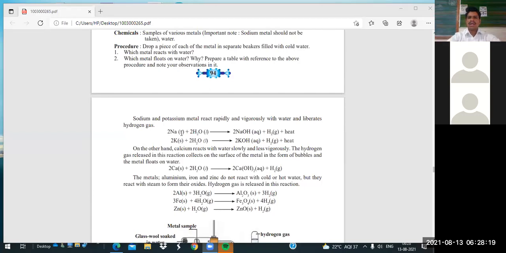Sodium and potassium metals react rapidly and vigorously with water and liberate hydrogen gas. What happened there? Sodium, Na, reacts with water and forms sodium hydroxide. It releases hydrogen gas plus heat. In this reaction, what is produced? It releases hydrogen gas, it produces sodium hydroxide as well as heat.